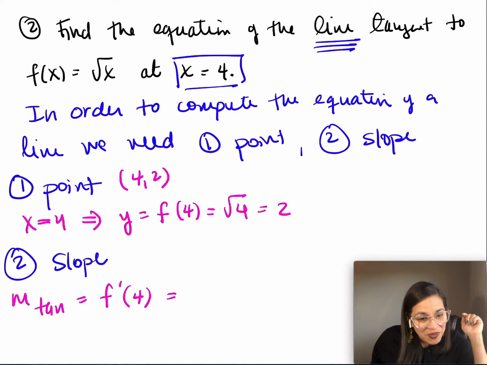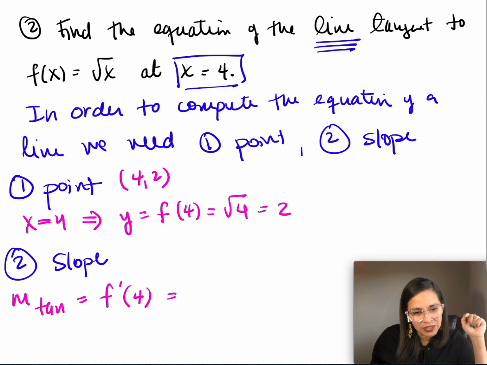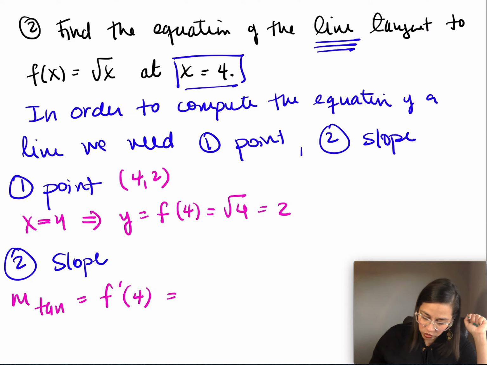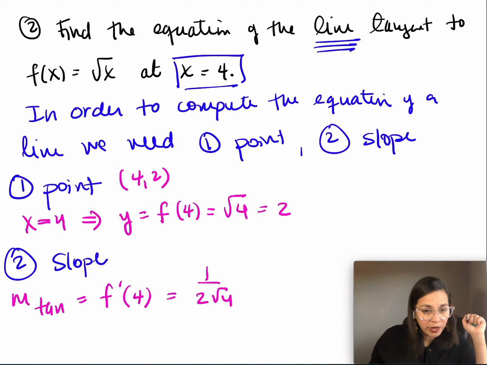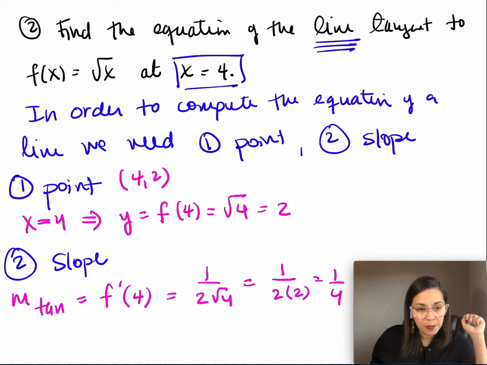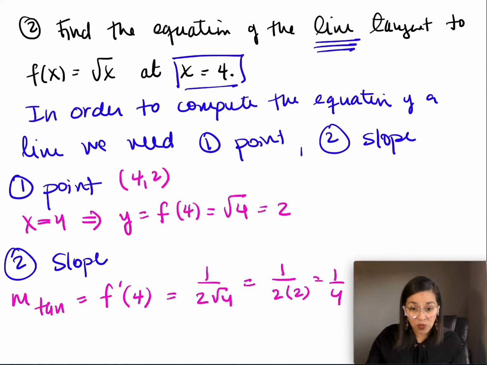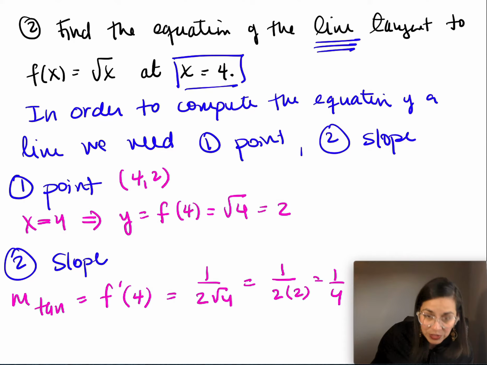Well, we know what f prime of x is. F prime of x is equal to 1 over 2 root of x. So if I want f prime of 4, then I just have to do 1 over 2 times root of 4, okay? So this is just 1 over 2 root of 4, and this is equal to 1 over 2 times 2. We get 1 over 4. So the slope of the tangent line is equal to 1 over 4. So what I'm saying is that, let me just draw it real quick here.